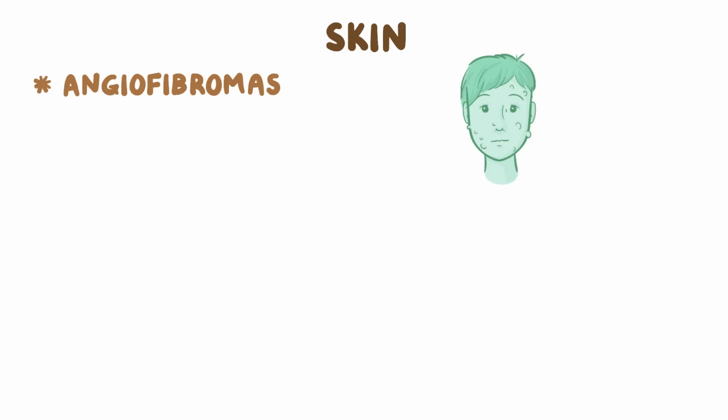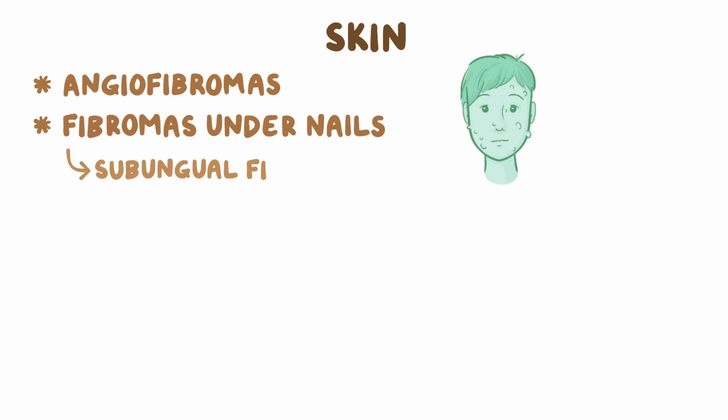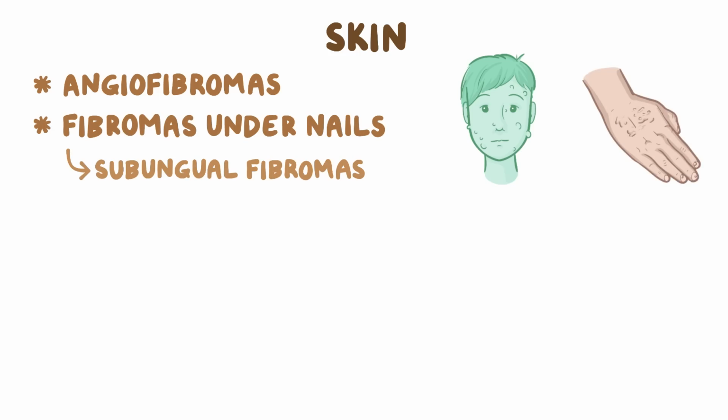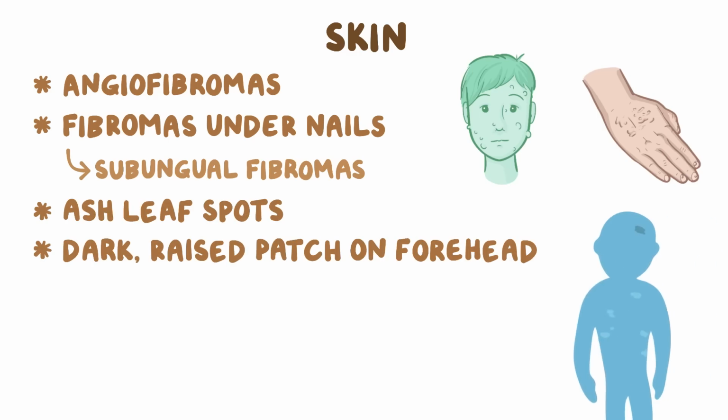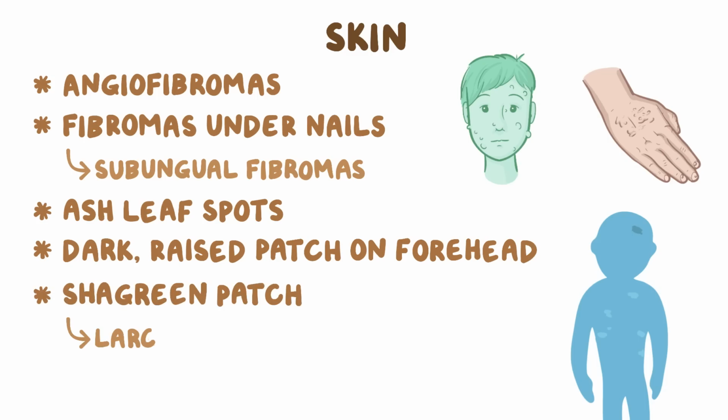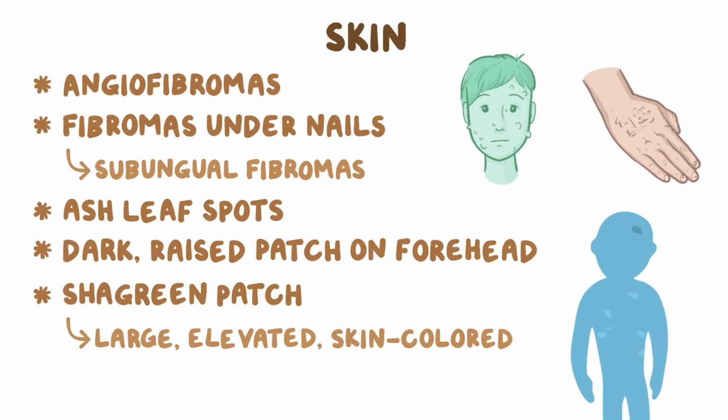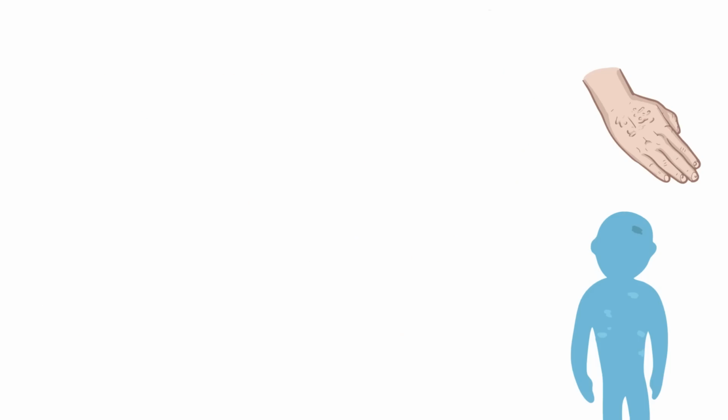On the skin, many small growths called angiofibromas appear on the face. Individuals also have many small bumps called fibromas under the nails, known as subungual fibromas. Light, flat patches also appear on the trunk called ash leaf spots, and a distinctive dark, raised patch on the forehead is a common feature. Another classical feature is a shagreen patch, which is a large, elevated skin-colored patch that often appears on the lower back.